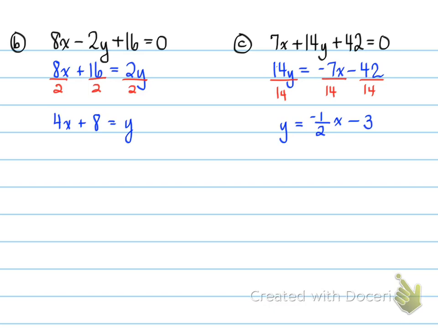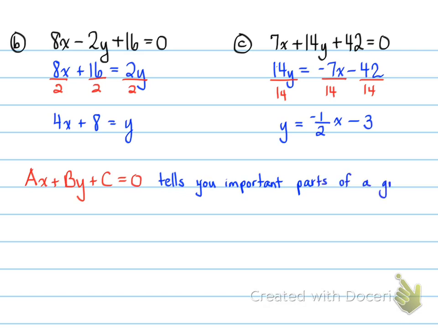All right, some interesting things to note. Remember earlier I said that ax plus by plus c equals 0 also has some interesting facts that we're going to learn. It tells you important pieces of a graph. If I take the c value, the opposite of c, negative c, over b, that will result in the y-intercept at all times.